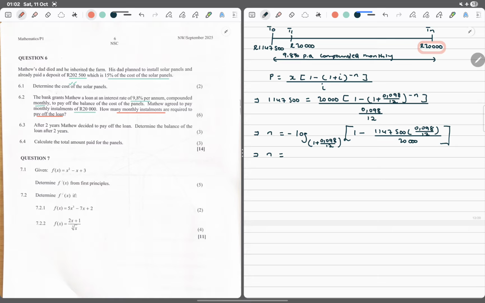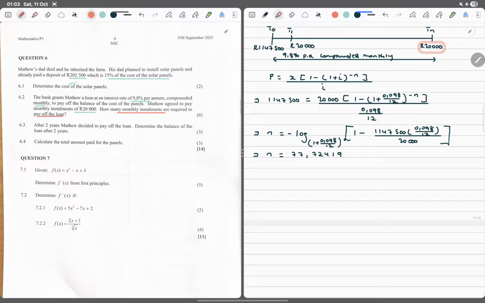1,147,500 into 0.098 over 12. That divided by 20,000. So mistakes can happen, guys. You end up with wrong calculations and be convinced this is good. So I'm getting 77.7241, 9, just to keep as many decimals as I can.